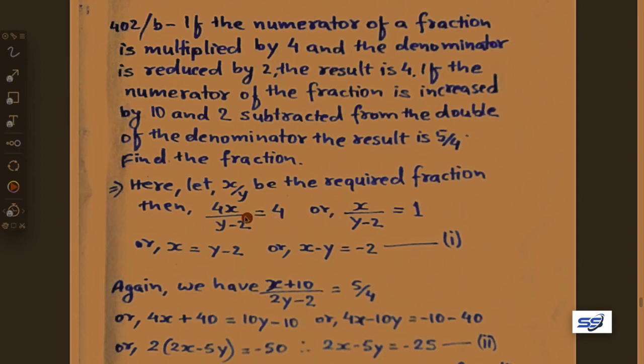To make this equation a little simpler, the 4 is cancelled, so it becomes x upon y minus 2 equal 1. Now cross multiplication is done: x equal 1 into y minus 2, x equal y minus 2, or x minus y equal minus 2. Let it be equation 1.